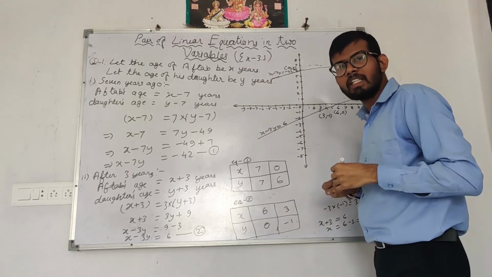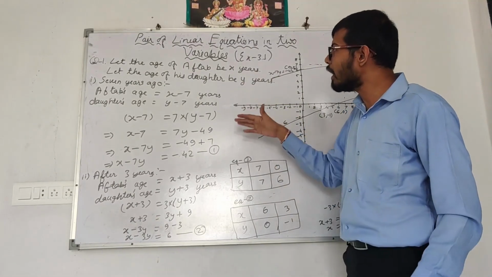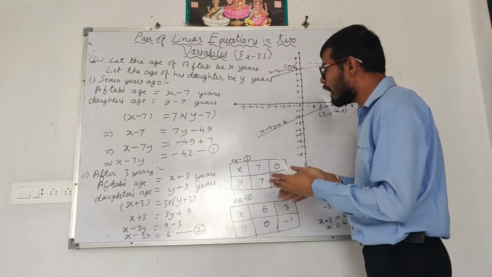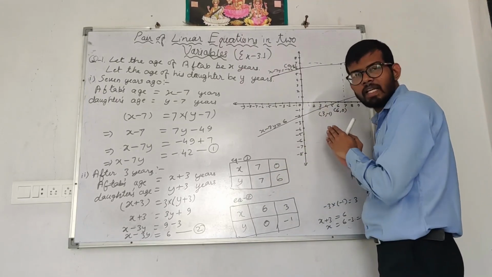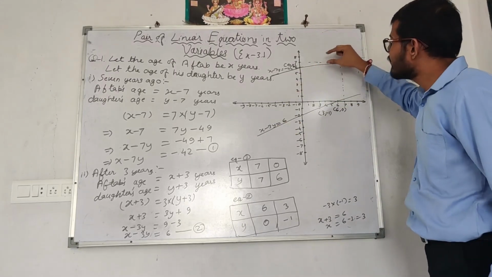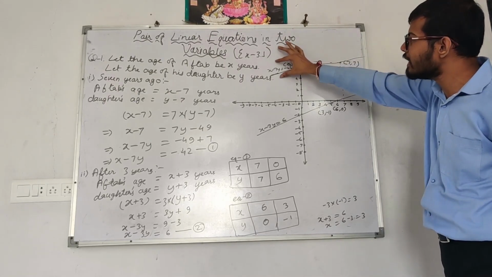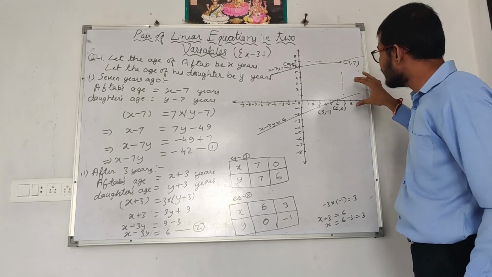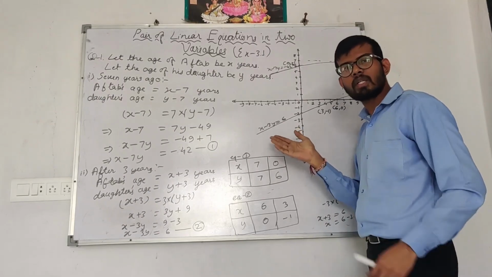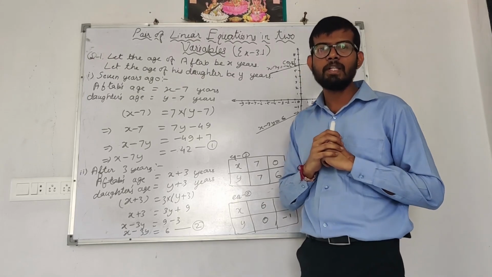This is the graphical representation of a pair of linear equations in 2 variables. I hope you understand the concept: how to write the equations of the given question, and then how to find the coordinates for the given lines. After finding the coordinates, we will place them and draw a line passing through them. That line will represent that particular equation. In this case, this line is representing the equation x minus 7y equals minus 42, and this line is indicating x minus 3y equals 6. This is the solution of the first question. Similarly, you can solve the second and third questions of the exercise. This concludes our video. Thank you very much.